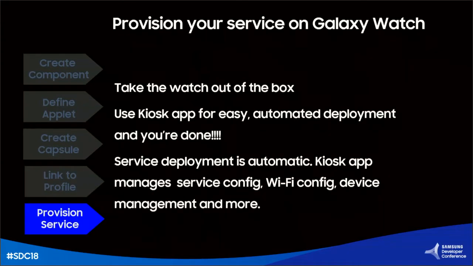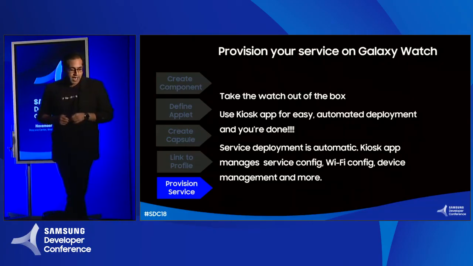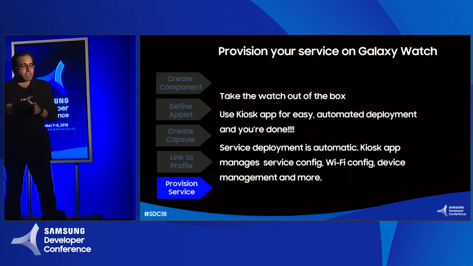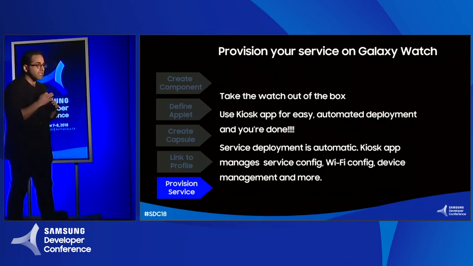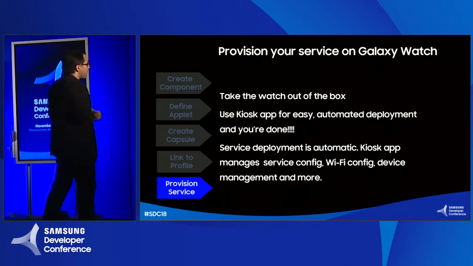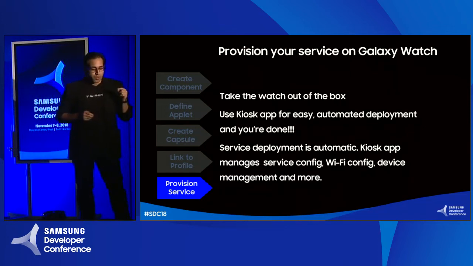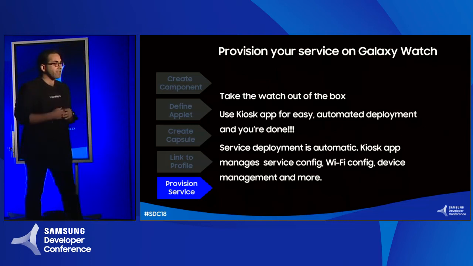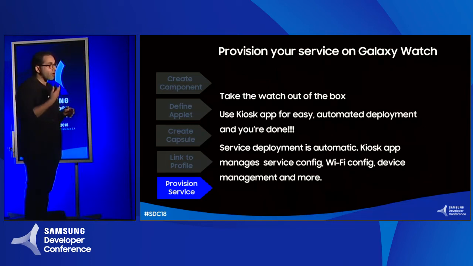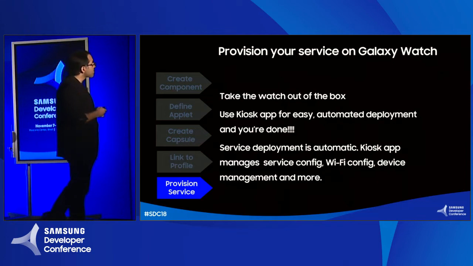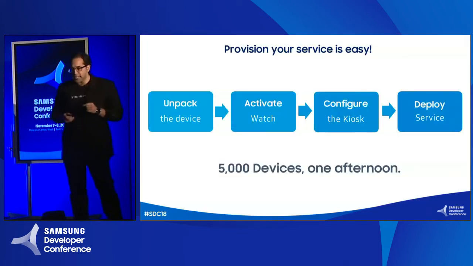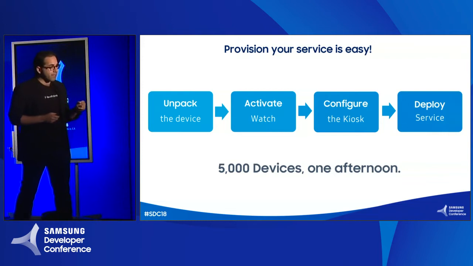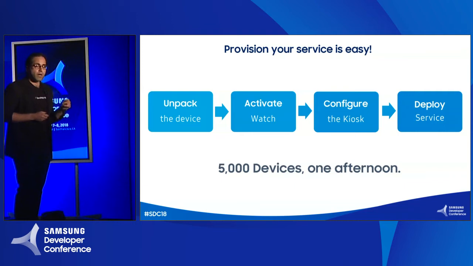Provisioning is very simple. We have a kiosk app where you log in with your developer credentials, and the deployment of that service that you just created on the watch is done. It's as simple as that. The kiosk app is responsible to send the service configuration, the Wi-Fi configuration onto the device, and the device can actually fetch all the information from the cloud. The provisioning is that simple that you can unpack the device, activate it, configure the kiosk app, and then deploy your service in one single afternoon with 5,000 devices.